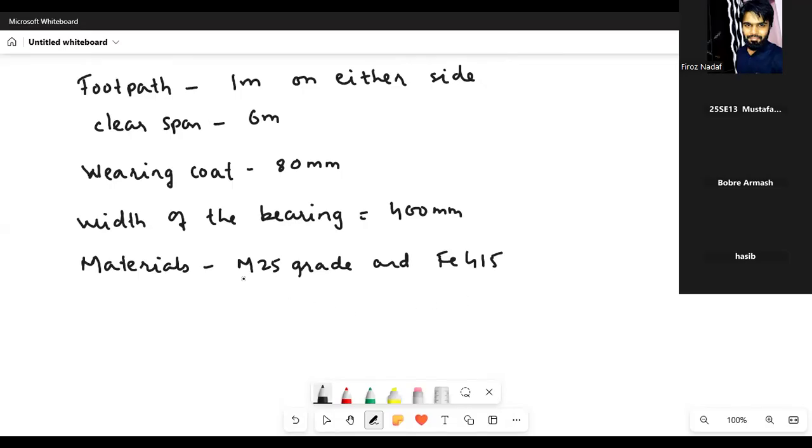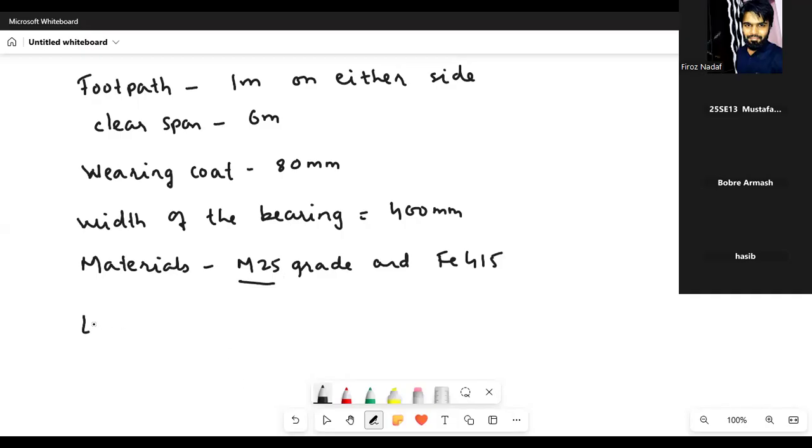Note that M25 is the least grade of concrete in the bridges. You cannot provide M20. You have to start with M25. Then you can increase the grade of concrete. So M25 is the least strength of concrete that is provided in the bridges. You can note it down.